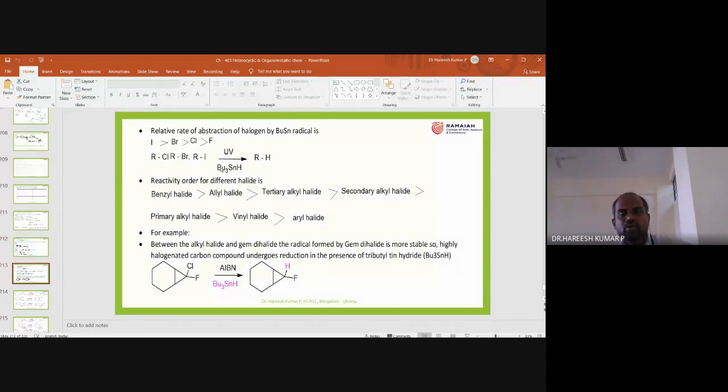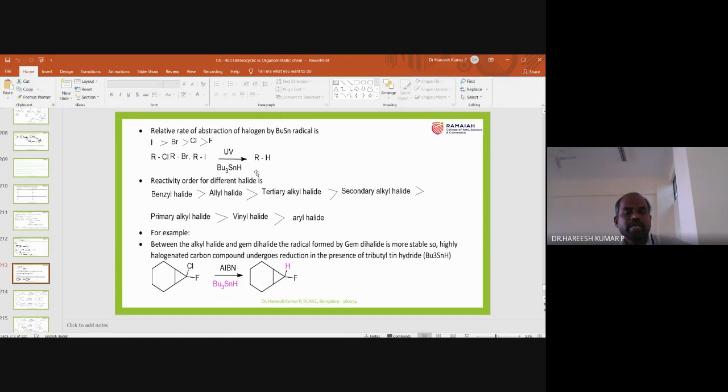The next slide is about the features of this reduction. The relative rate of abstraction of halogen by the tributyl tin radical is such that iodine abstraction is more compared to bromine, compared to chlorine, compared to fluorine. That means when an alkyl chloride, bromide or iodide is treated with UV, think of UV as a light source, light is the radical initiator in this reaction.